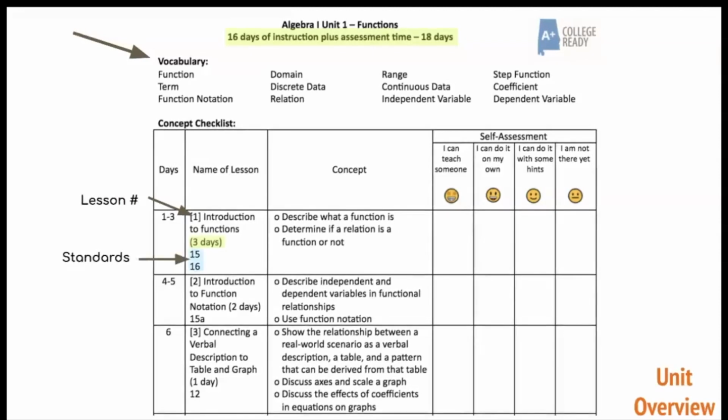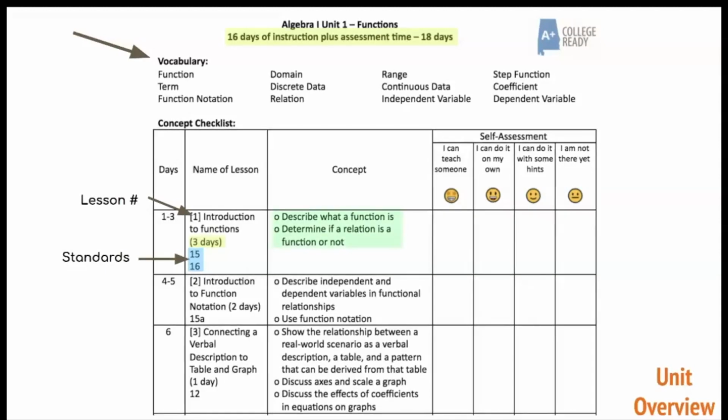Beneath that, you have the standard numbers. These correlate to the new Alabama course of study. In the scope and sequence, these are actually written out from the course of study. Here, the standards are just referenced.